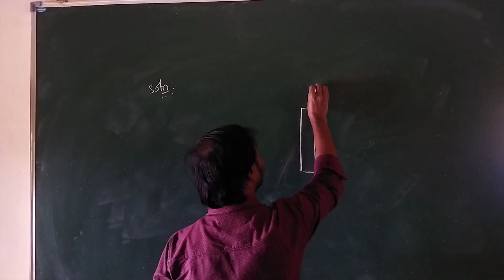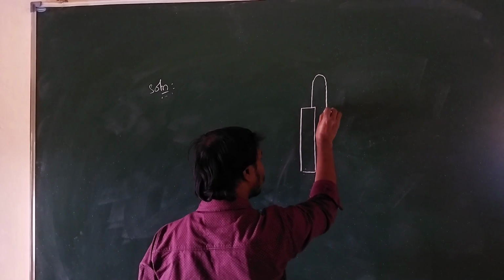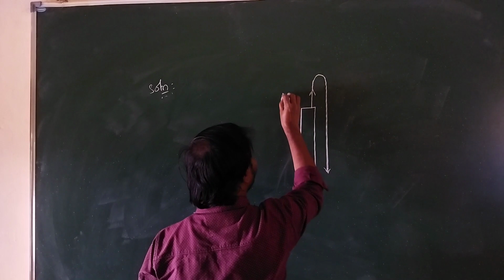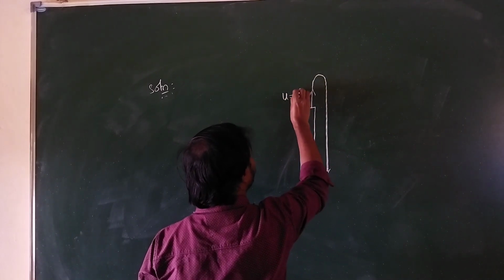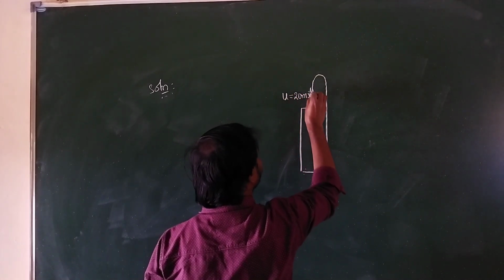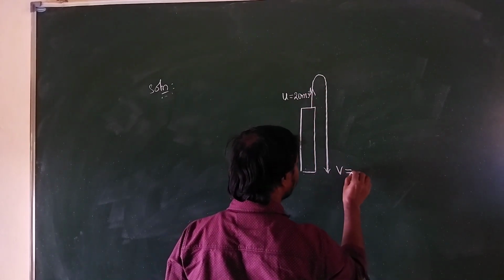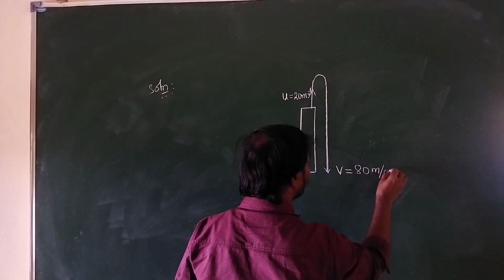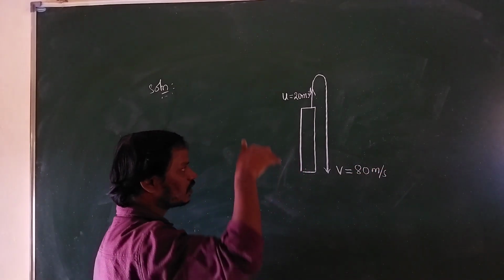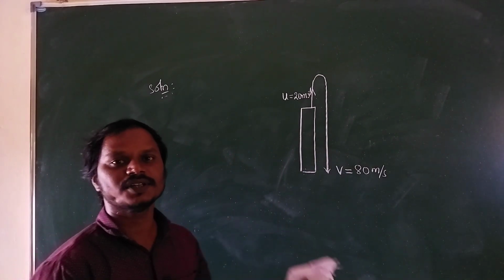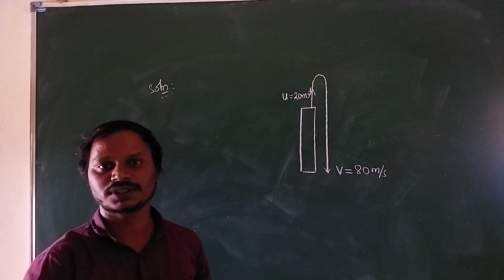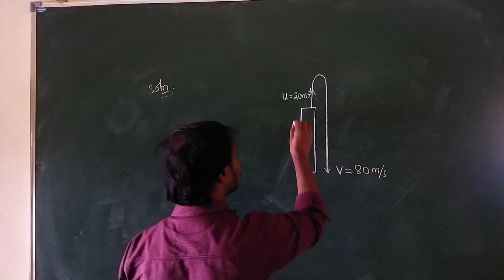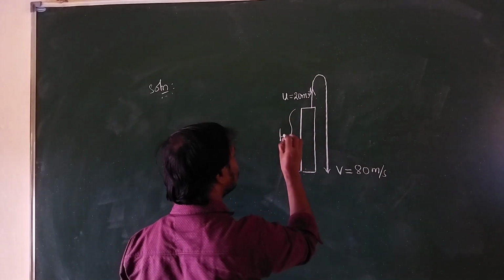A ball is thrown vertically upward and it hits the ground with a velocity of 80 meter per second. The initial velocity of the ball is 20 meter per second, and the final velocity of the ball can be taken as 80 meter per second. So it is a falling case. In case of vertical motion, we are going to take acceleration due to gravity. Our aim is to find the height of the tower.